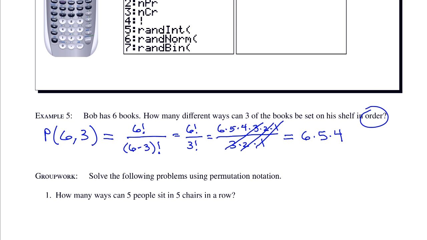For 6 minus 3, did you just get that with 6 books minus 3 different ways? Right. Okay. This 3 is this 3 here. Okay. Yeah.